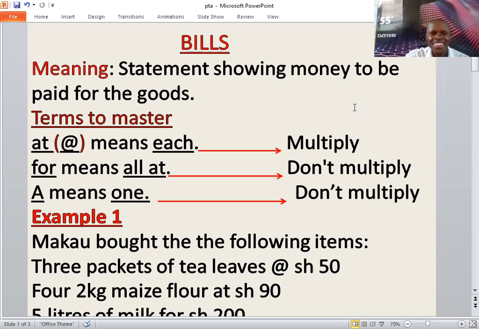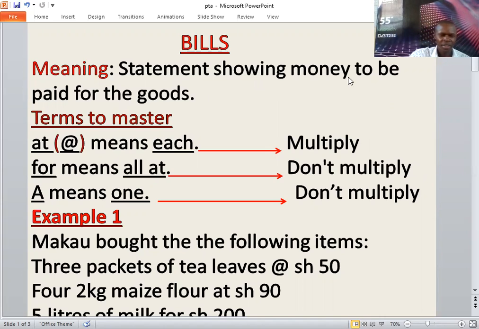Can you say bills wherever you are? Very good for the correct pronunciation. What is bills? That's the question. What is this bills? Now, this one is a statement showing money to be paid for the goods. Can you repeat the same?